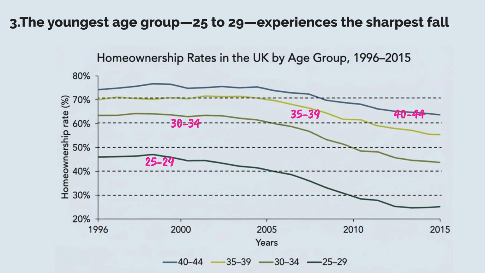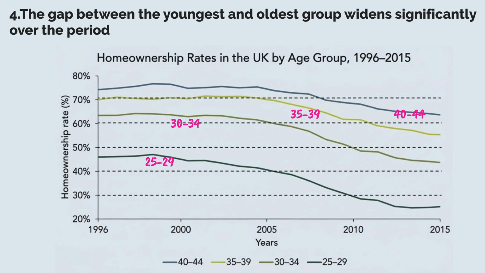The third pattern is that the youngest age group experiences the sharpest fall. If you focus on the line for 25 to 29-year-olds, you can see that it drops much more steeply than the others. It starts at a moderate level in 1996, but then declines dramatically, especially after the mid-2000s, and ends at the lowest point on the chart. This tells us that younger adults were affected the most by the overall decline in home ownership.